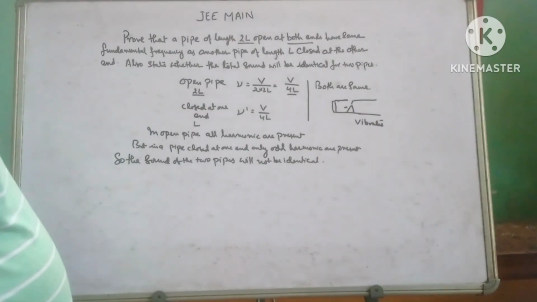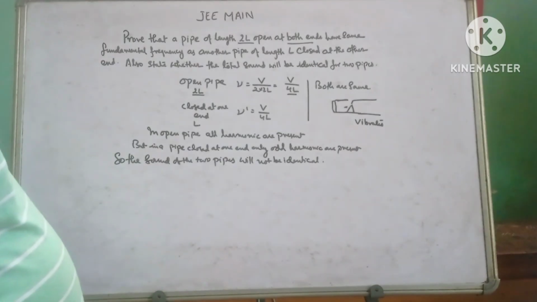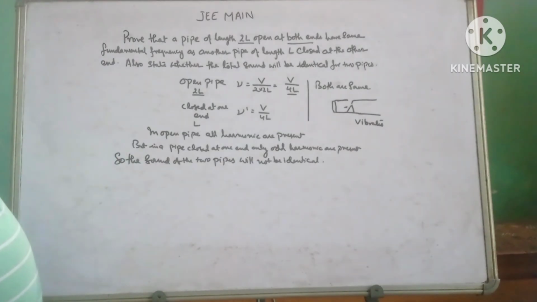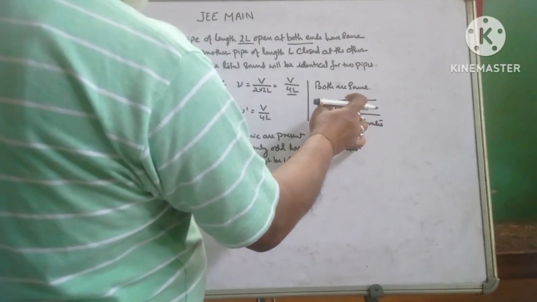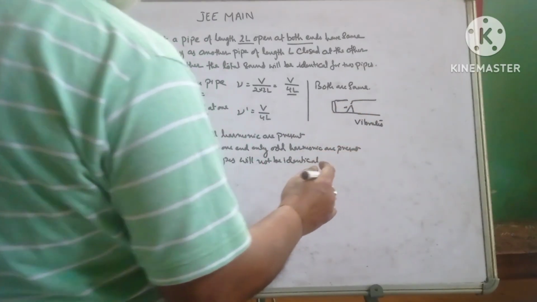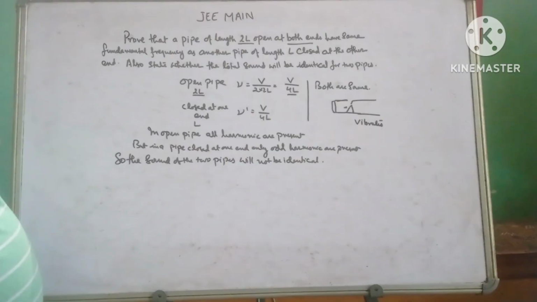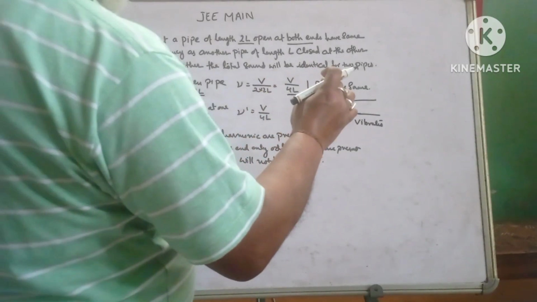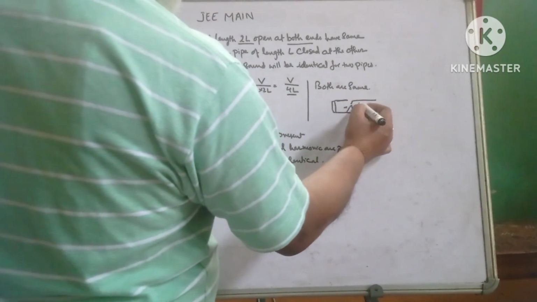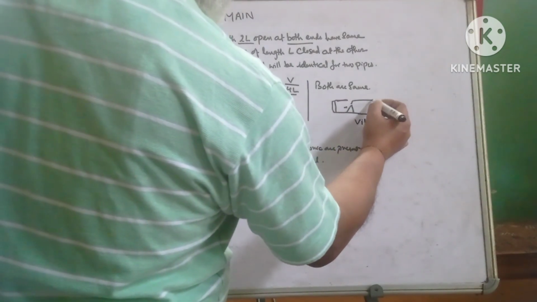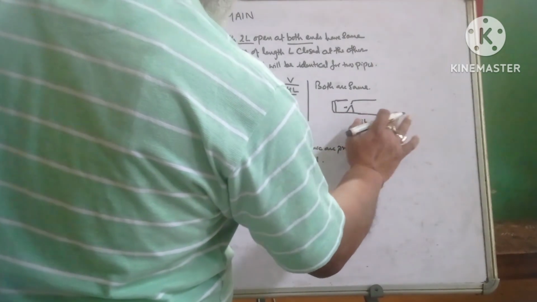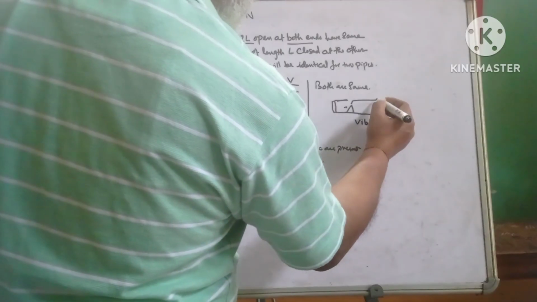And we know that any vibrating object produces sound. So when the jet of air strikes this edge, the air vibrates and produces sound, which passes through the column of the pipe.